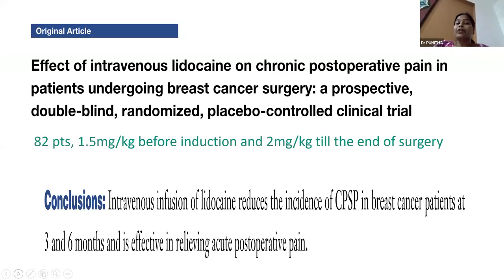Next, coming to the effect of intravenous lidocaine on chronic postoperative pain in breast cancer surgery patients. This was again a randomized double-blind study done on 82 patients, and they found the incidence of chronic postoperative pain and acute postoperative pain both decreased if we use intravenous lidocaine. And the dose used was 1.5 milligram per kg before induction and 2 milligram per kg till the end of surgery. Next slide.